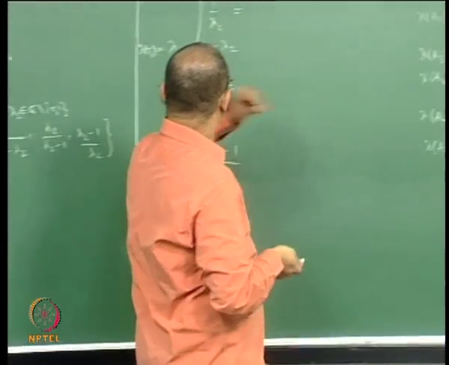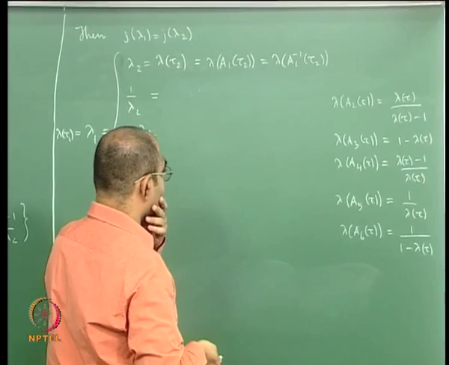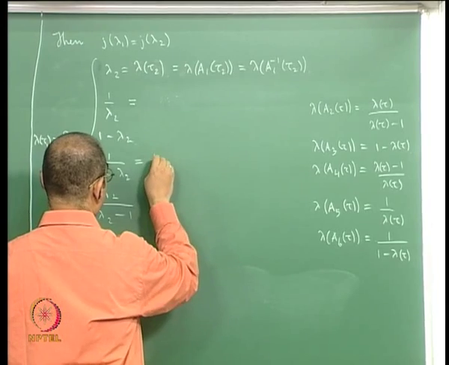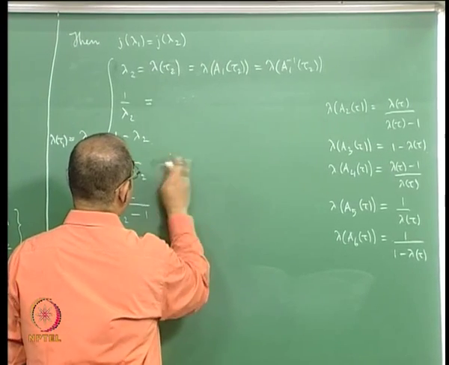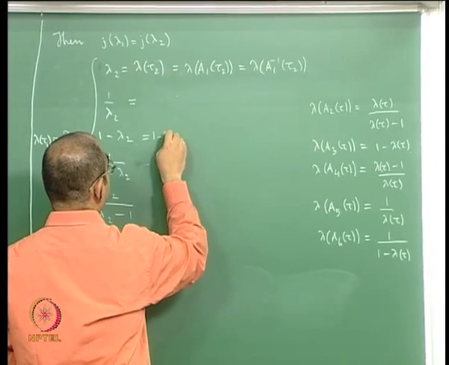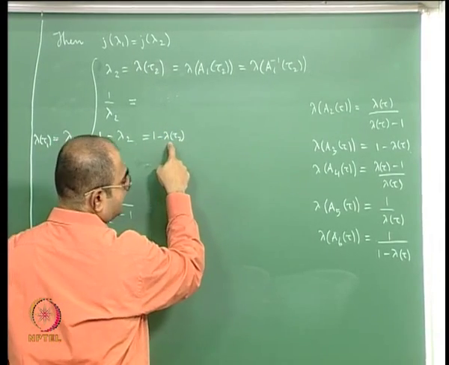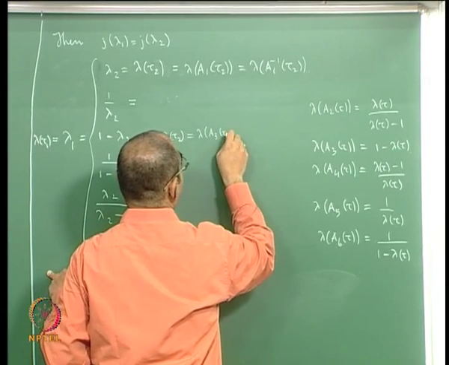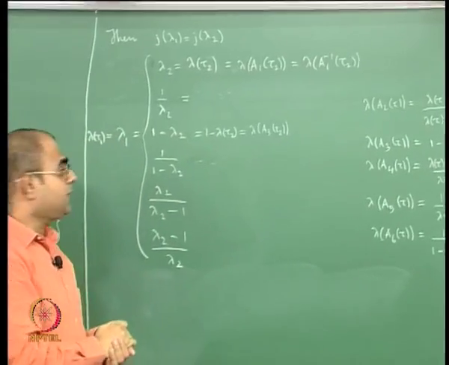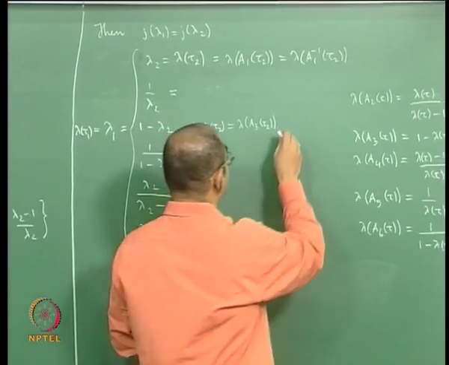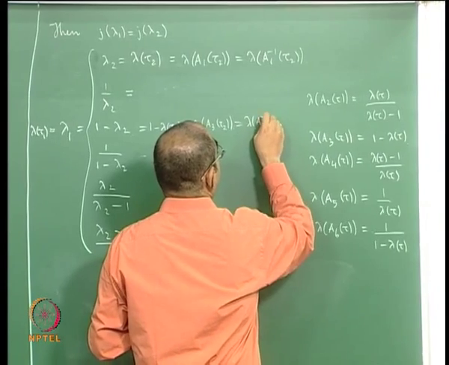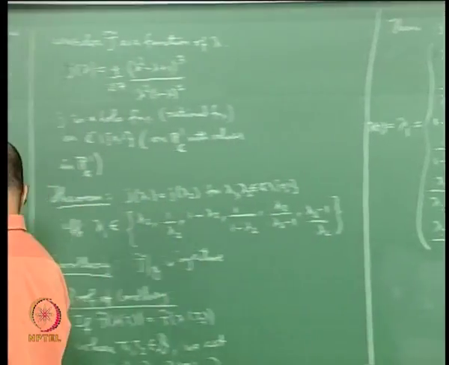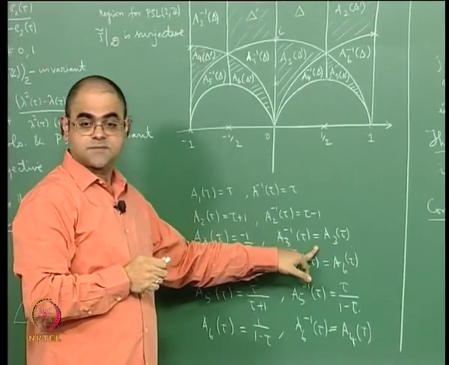So now several of them can be written down directly from the table. You see, this is 1 minus lambda of tau 2, okay, but 1 minus lambda of tau 2 is lambda of a3 of tau 2, and a3 is the same as a3 inverse, so this is also lambda of a3 inverse of tau 2. A3 is its own inverse, okay.